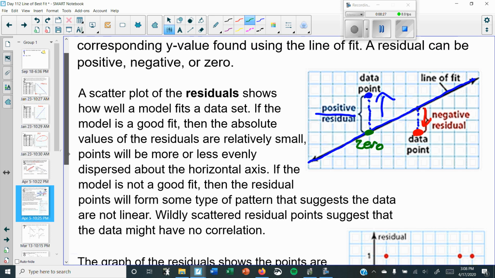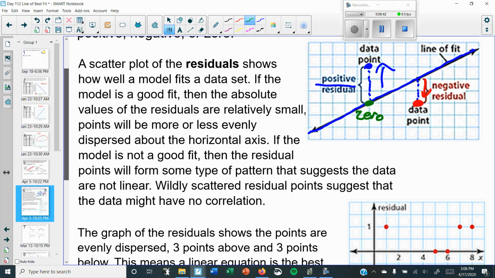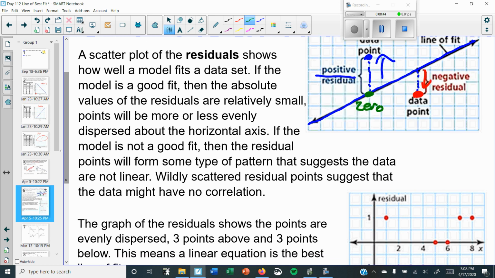So a scatter plot of residuals. If you were to plot these, a scatter plot of the residuals shows how well a model fits a data set. If the model is a good fit, then the absolute values of the residuals are relatively small, and the points will be more or less evenly dispersed about the horizontal axis. So I know you're reading all this and you're like, what? Is this a different language? I know, it's a little confusing. I'll sum it up to make it easier for you guys.